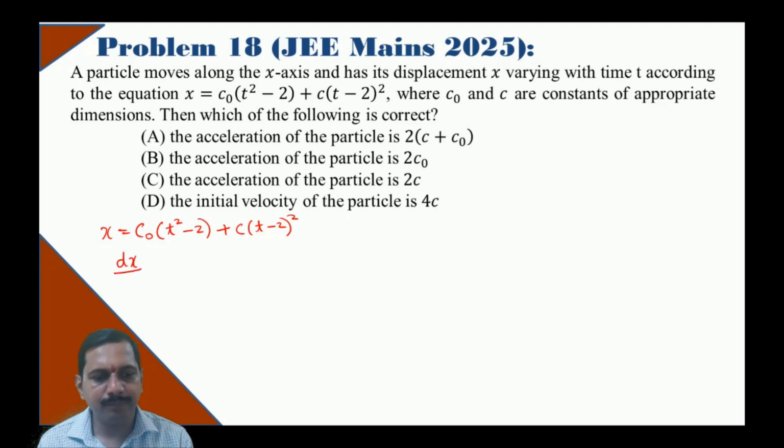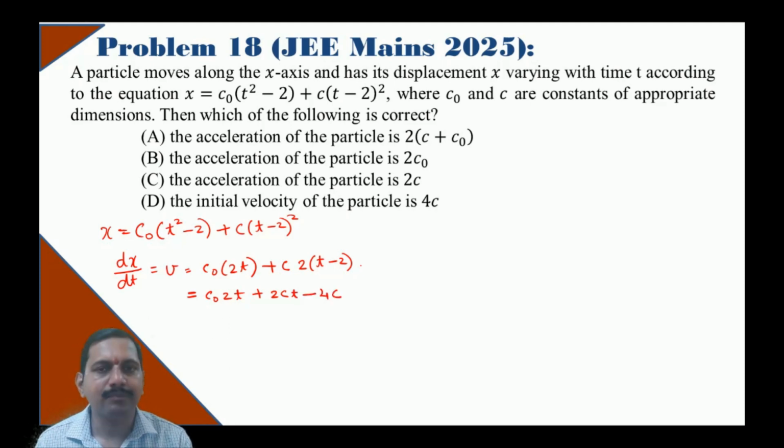So dx by dt, which is actually equal to velocity, when you differentiate this, we get C0 into 2t, plus C into, when you differentiate this particular thing, 2 into (t minus 2) into 1, because when you differentiate t, you will get only 1 there. So velocity would come as C0 into 2t plus 2C into t minus 4C.